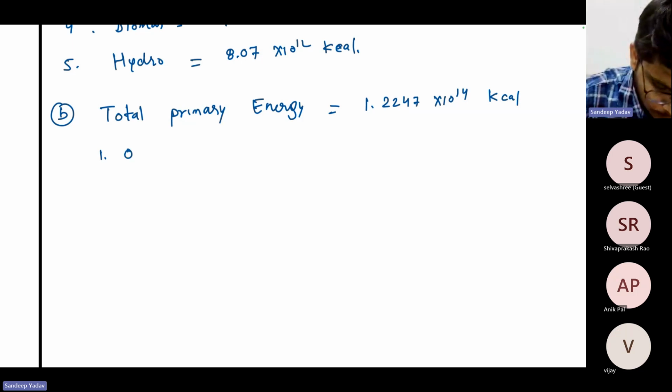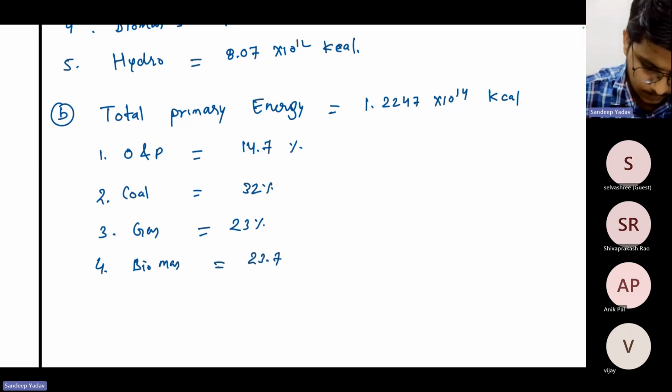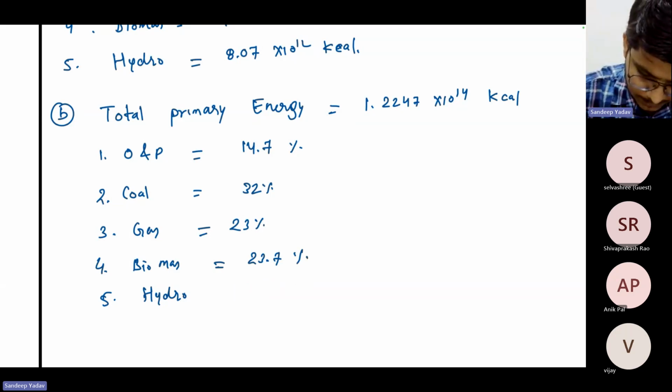The oil and petroleum will be 14.7%, coal is 32%, gas is 23%, biomass is 23.7, and hydro 6.59%. If any one of you has doubt, I can explain here how this percentage is calculated.